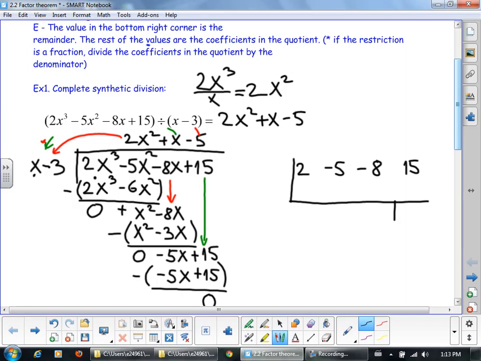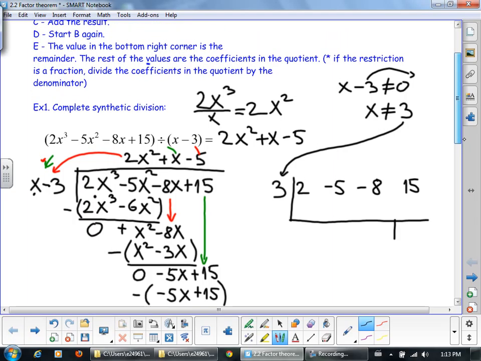The next number that we need is the restriction to x minus 3. How we're going to get the restriction is we're going to make it not equal to 0 because we're looking for a restriction, and then we're going to move negative 3 over, which gives us a restriction of positive 3. That is what we're going to place to the left of this vertical line. That is the number we're going to be dealing with when we're performing synthetic division. So this is the general setup. First you write out the coefficients, then you find a restriction, and that is all we need.